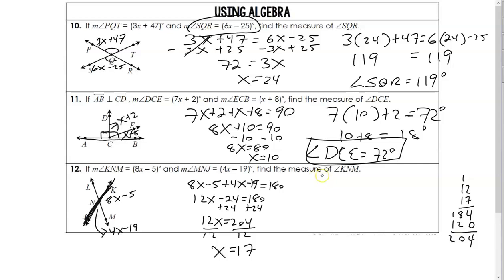For angle KNM, we got 8 times 17 minus 5. Well, 8 times 17 would be 136, minus 5, so that gives us 131 degrees. And then our other one would be 4 times 17 minus 19. Well, that's 68 minus 19, which is 49. And when we add those together, you see that we get 180. Now, it was asking for KNM, which was this one here. So we could say angle KNM equals 131 degrees.